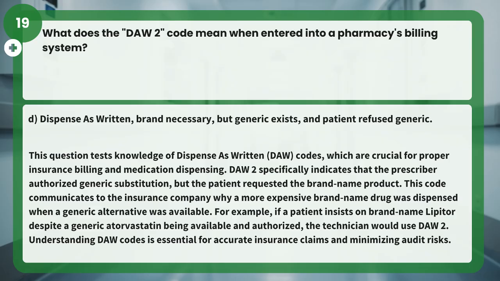This code communicates to the insurance company why a more expensive brand name drug was dispensed when a generic alternative was available. For example, if a patient insists on brand name Lipitor despite a generic atorvastatin being available and authorized, the technician would use DA2. Understanding DA codes is essential for accurate insurance claims and minimizing audit risks.